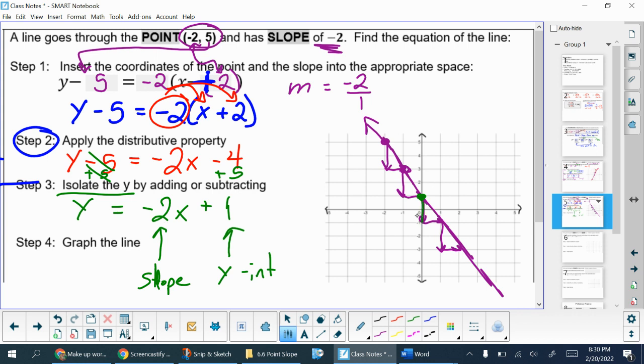It means we go down 2 and over 1, down 2 and over 1. And of course, we get the exact same line. If we don't get the exact same line, we definitely did something wrong.